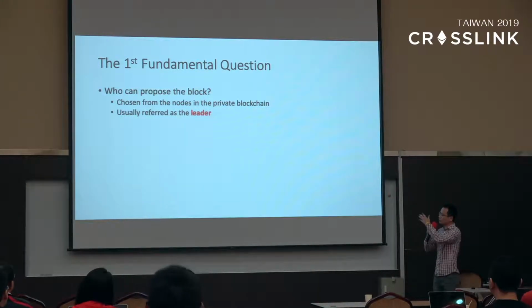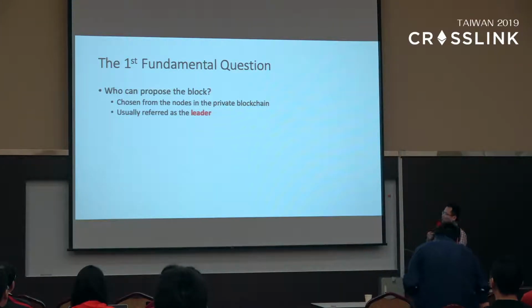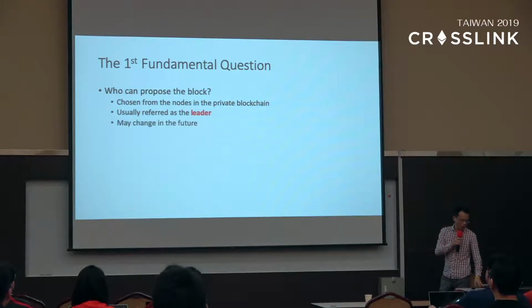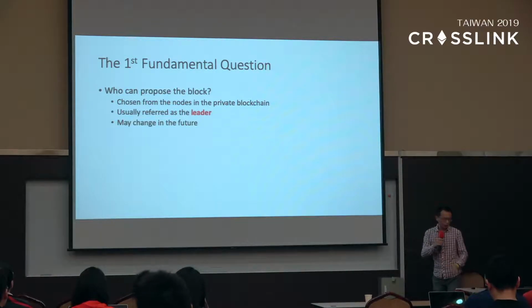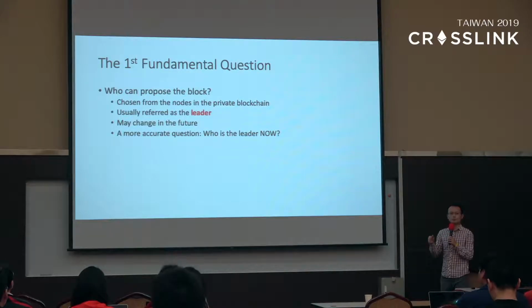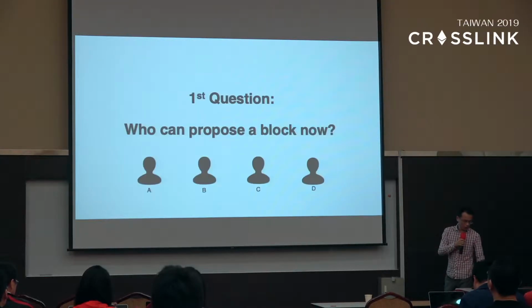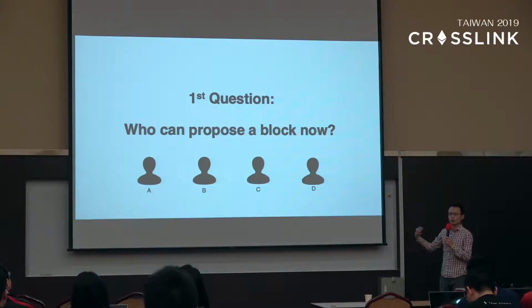And in the literature, we usually refer to this node as the leader. So the leader will broadcast the block proposal. Okay. And normally in the future, we're going to change the leader multiple times. Okay. So the more precise question to ask is, at this moment, who is the leader? Who can make the block proposal? Okay. So in the first question, you can imagine a system of 4 nodes, A, B, C, and D. And the question is, who can propose a block?